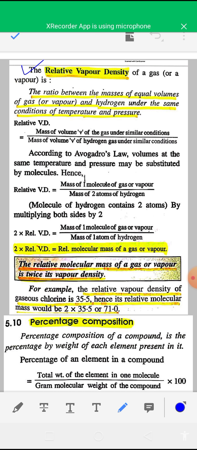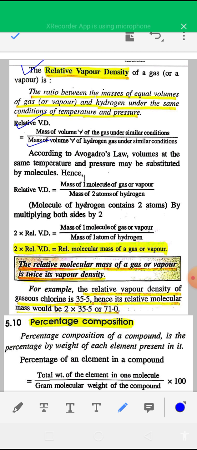So relative vapor density, or Vd, is equal to the mass of an equal volume of that gas divided by the mass of an equal volume of hydrogen gas under similar conditions of temperature and pressure. This ratio is known as the relative vapor density of the gas. It is the mass of an equal volume of that gas at similar conditions divided by the mass of the same volume of hydrogen gas under similar conditions.